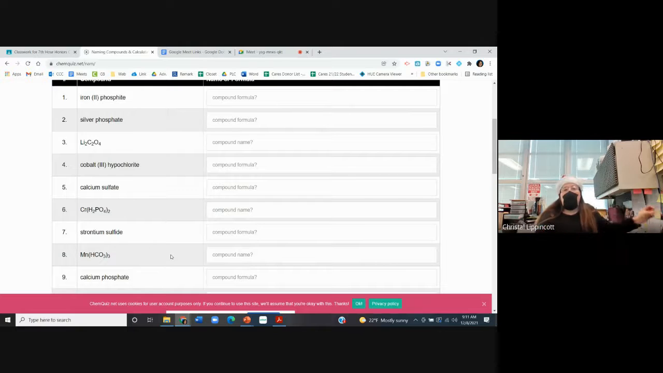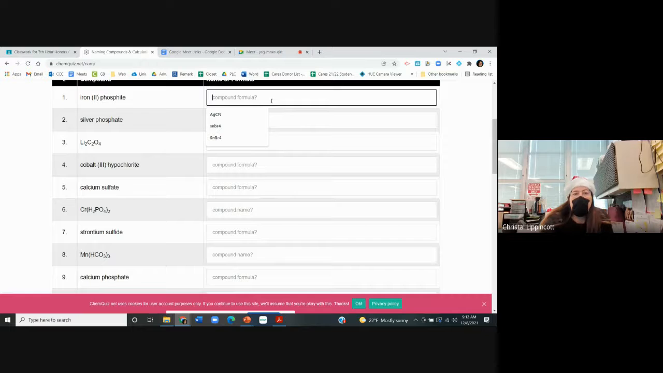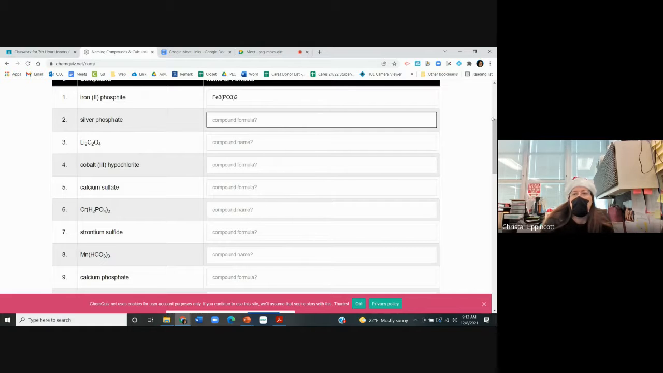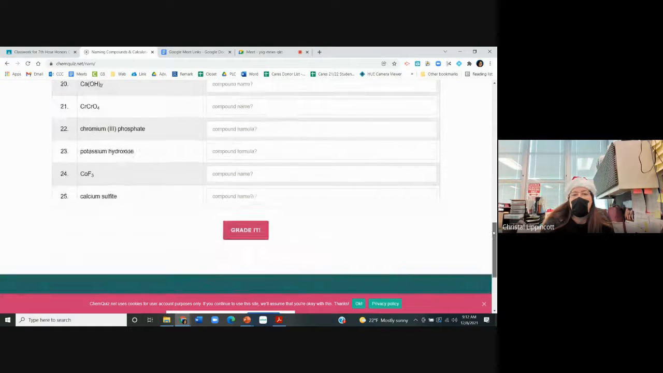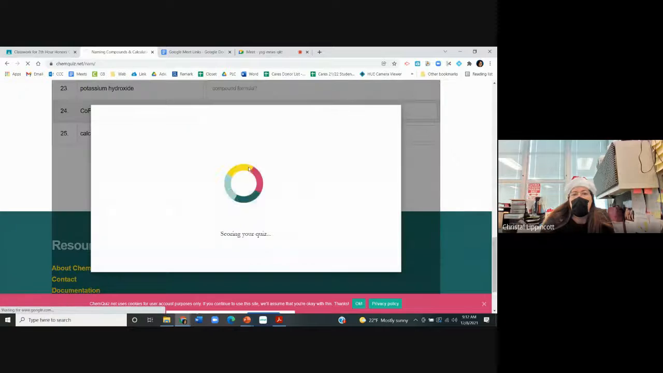Okay. So here you're going to fill in the formulas. Okay. So iron phosphite. So this would be iron 2, so this is going to be Fe. And then phosphite would be PO3. And we would need 2 of those. Okay. And you can go through and eventually you can say grade it, and it's going to tell you what your score is.